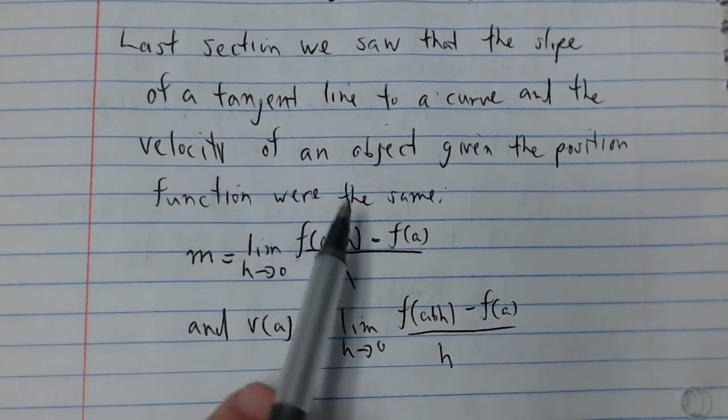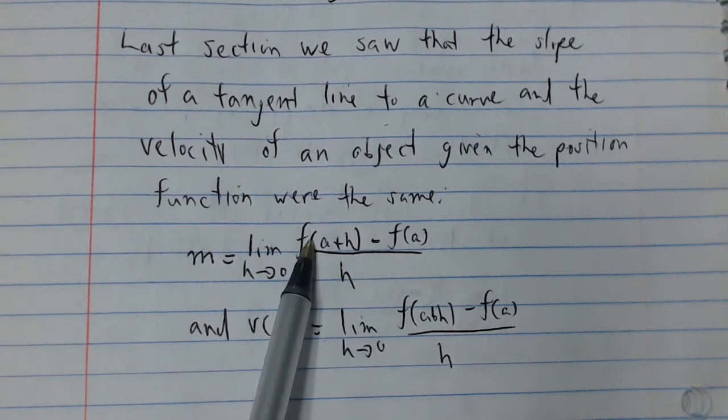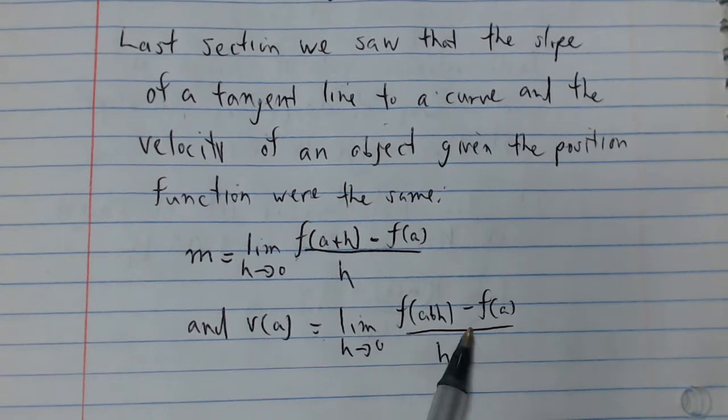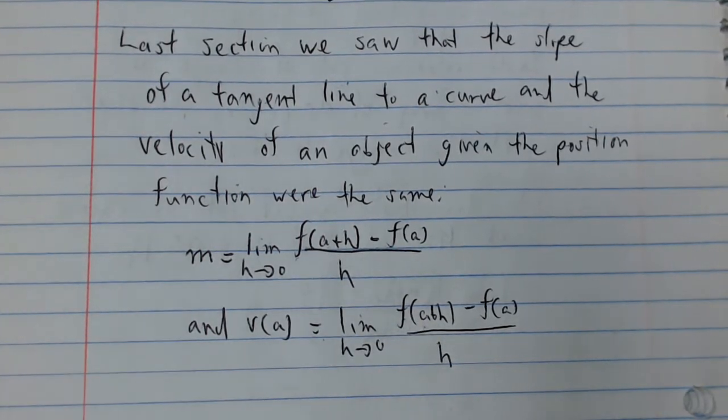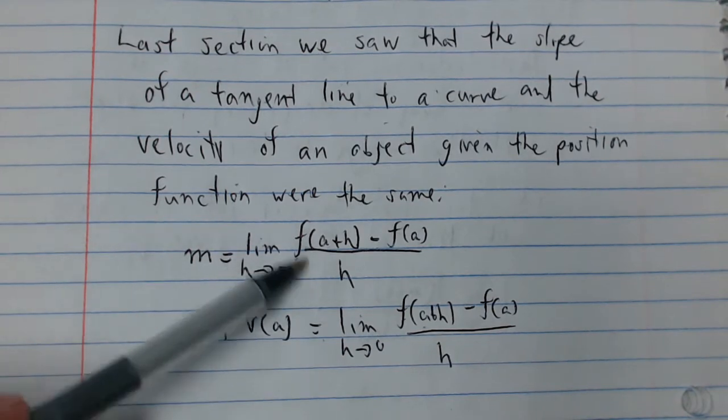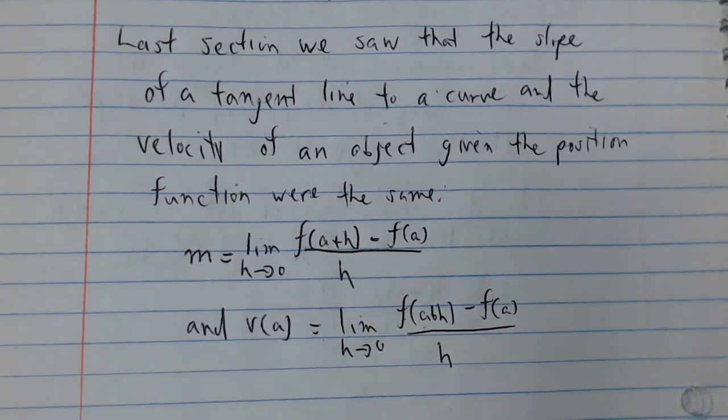The only difference is this function here is just a function. We don't know exactly what this function represents, whereas this function here, f, represents the position of the object at each given time t. So that's the only difference. Other than that, they're practically the same thing.